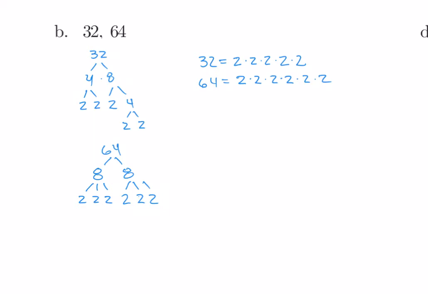So now if we go ahead and find our GCF, we've got 1, 2, 3, 4, 5 2's being multiplied together. And if you multiply that together, you do end up with 32.